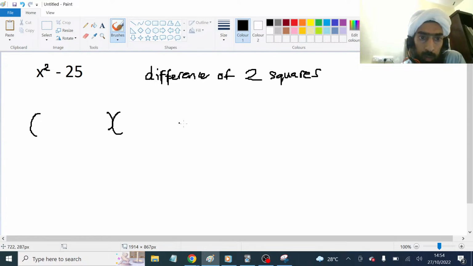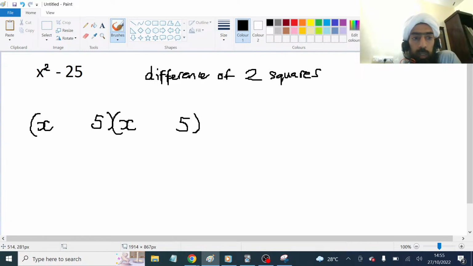You do double brackets, two brackets, and in each one, all you're looking at is the square root of each term. So the square root of, let's do the number first, 25 is 5. And the square root of x squared is just x, because what do we need to times by itself to get x squared? Well, it's x times x, so the square root of x squared is x, so that goes in each bracket.